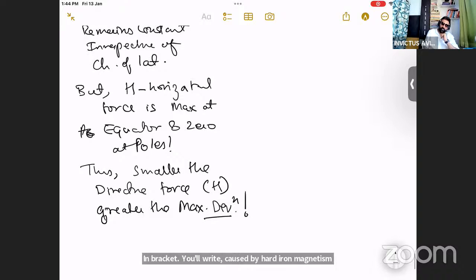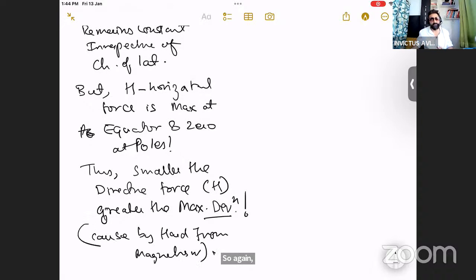So again, two contradictory points. They're saying the amount of deviation is constant irrespective of change of latitude if the deviation is induced by hard iron. But because the value of H and Z change, wherever H is lower, the maximum deviation can increase. So this correction could be with respect to certain latitudinal positions having fixed deviation at different latitudes. That is the meaning.